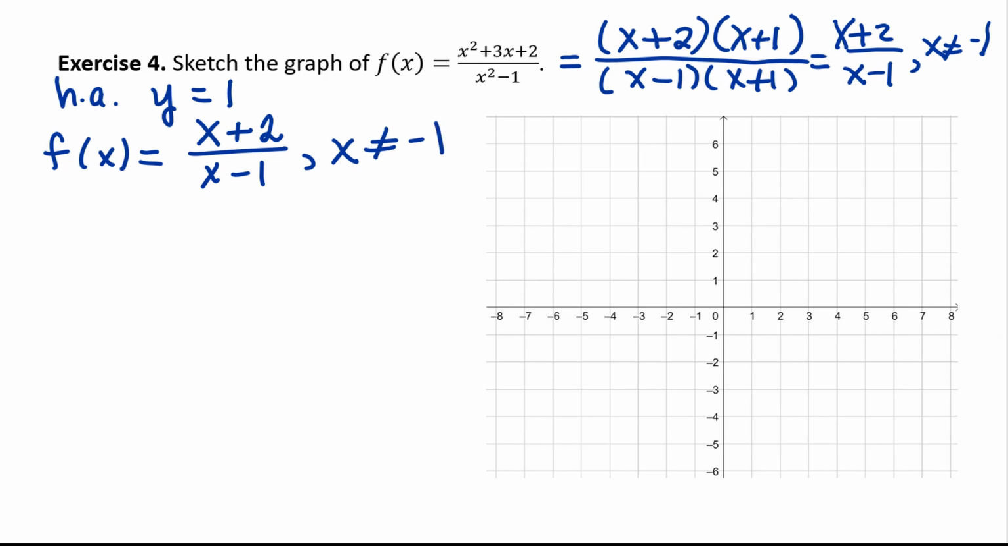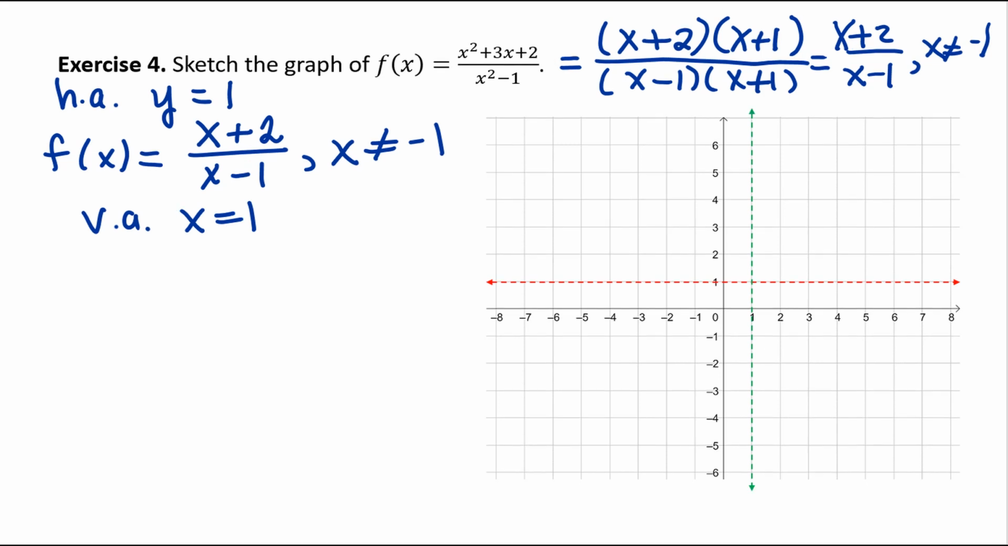So even in the factored and simplified form, we still have a vertical asymptote, and that vertical asymptote would be the equation x equals 1. If you substitute 1 into the simplified form or even the original form, you get a 0 in the denominator. Now let's draw the horizontal asymptote of y equals 1 and the vertical asymptote of x equals 1. So we have the horizontal asymptote and the vertical asymptote in place.